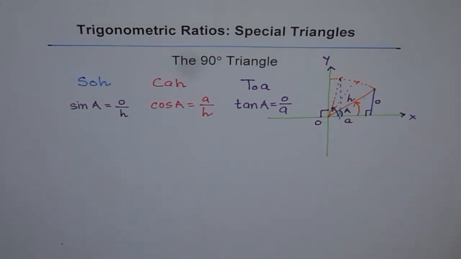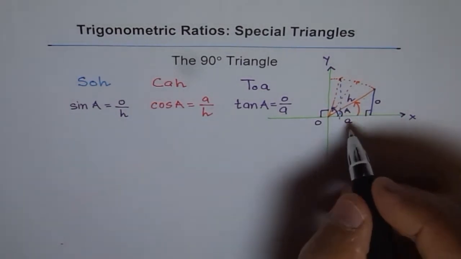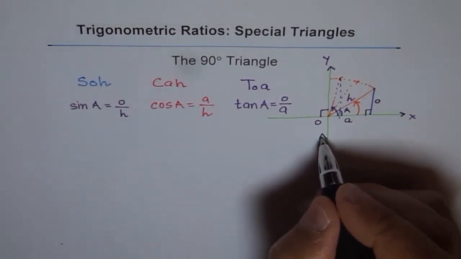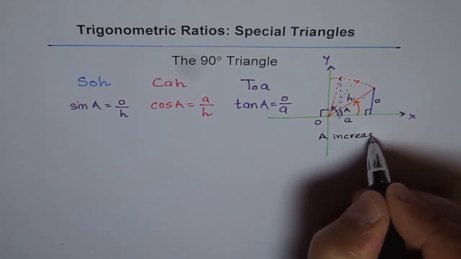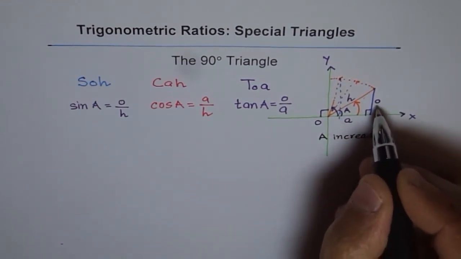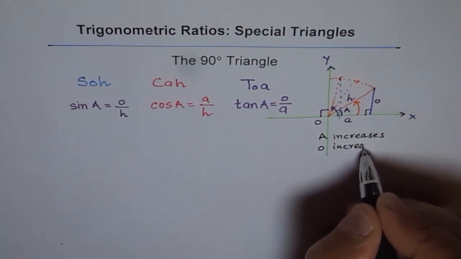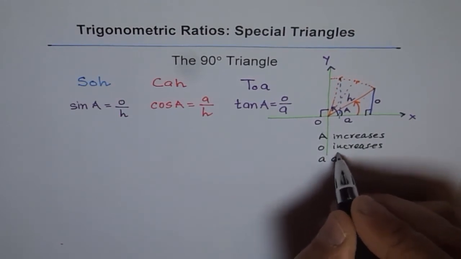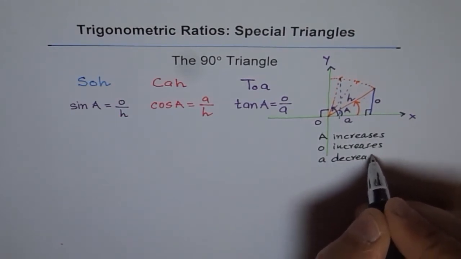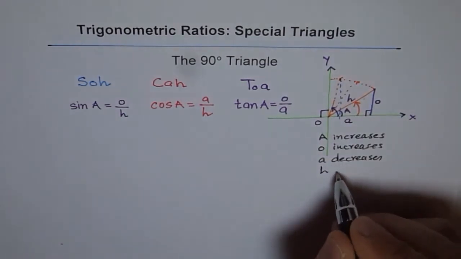So what we see here is that as angle A increases, so we are increasing angle A, what happens? O, the opposite side, increases, right? And what happens to the adjacent side? Adjacent side decreases, correct? How about hypotenuse? Hypotenuse will remain the same, right?